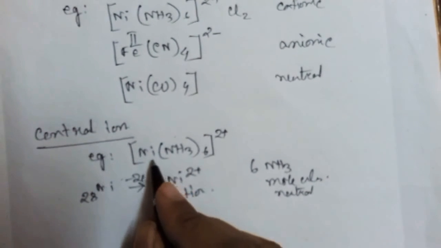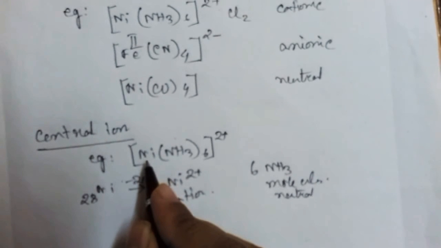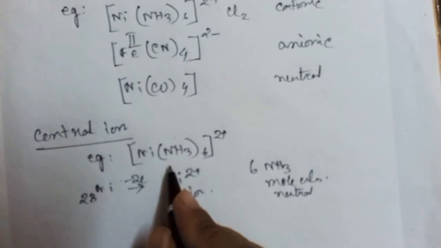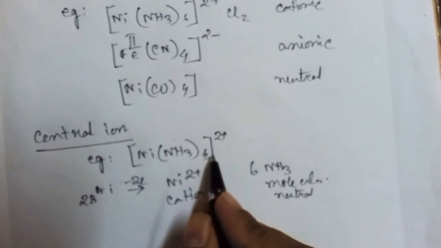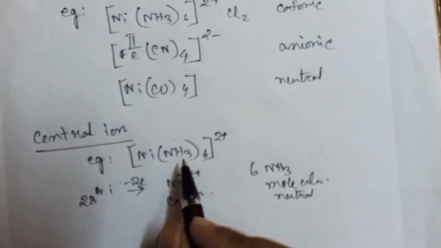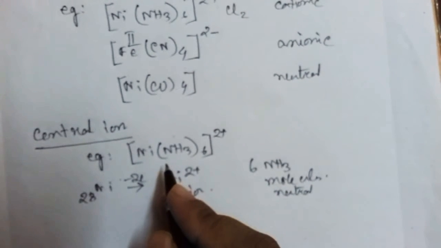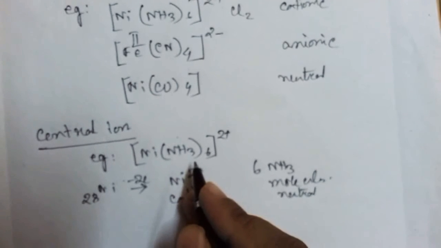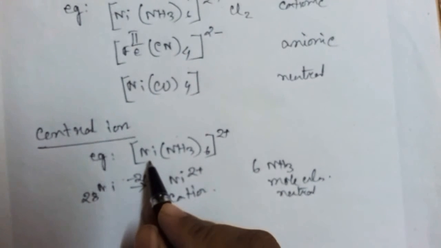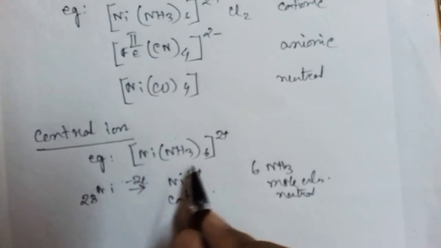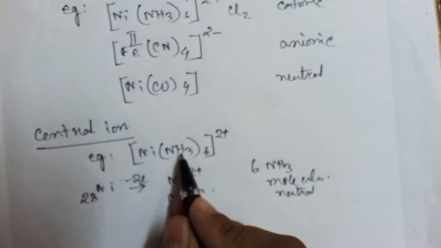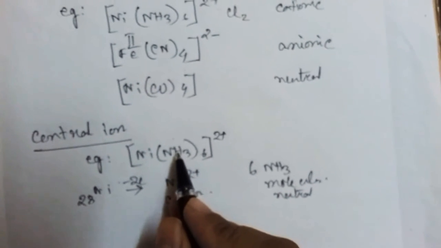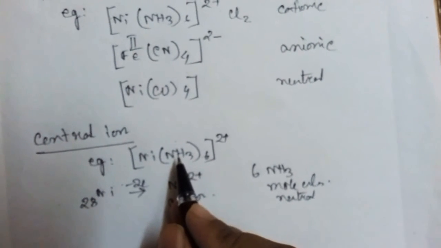So the central ion is the metal ion or metal atom that is attached with one or more neutral molecules. Here it is a neutral molecule, and this can be anions also. They are attached with the help of a coordinate bond to the central ion. While the molecules that are attached with the central ion are called ligands. We will talk about it later in the next video, and you will have that link in the description box.